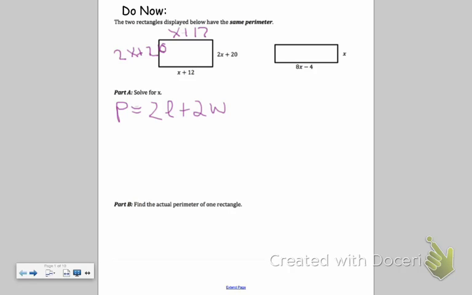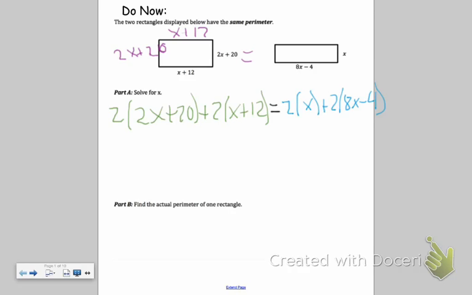So if the perimeter of these two rectangles is the same, then we can set each rectangle equal to one another. And we're going to get something that looks like this. What I have set up in the green represents the perimeter of the first rectangle, and what I have set up in the blue represents the perimeter of the second rectangle. So again, if we're solving for x and we know they have the same perimeter, then we would set the expression for the perimeter of the first and second rectangle equal to each other. Now this is turned into a multi-step equation, and our goal is to solve for x.